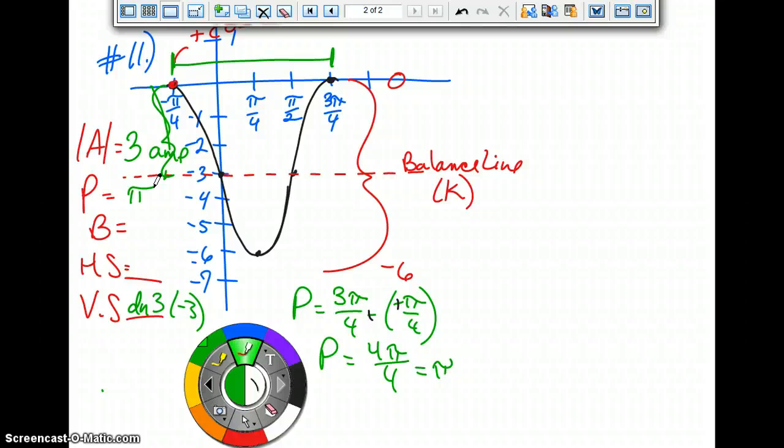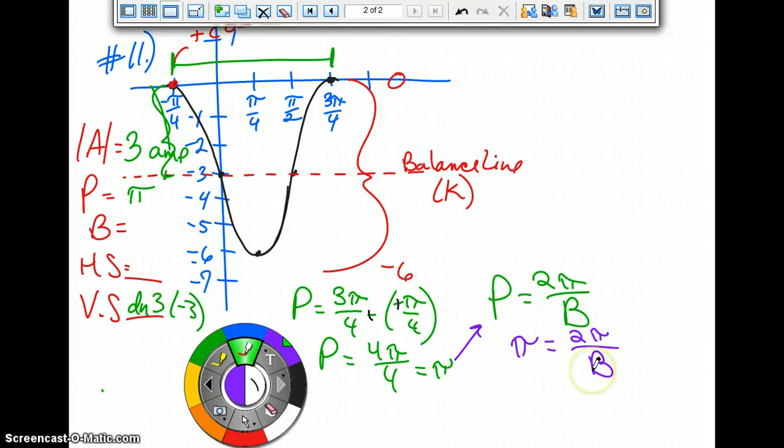So we take the equation, period equals 2 pi over B, and we have to plug in and solve it. We know the period, that's pi. So pi equals 2 pi over b. If you undo this by cross multiplying, hopefully you remember that these two just switch spots. So b equals 2 pi over pi, which means your b has to be 2. So b equals 2.